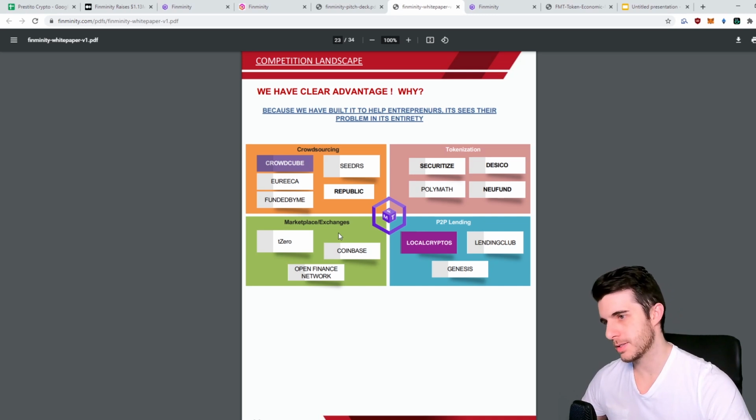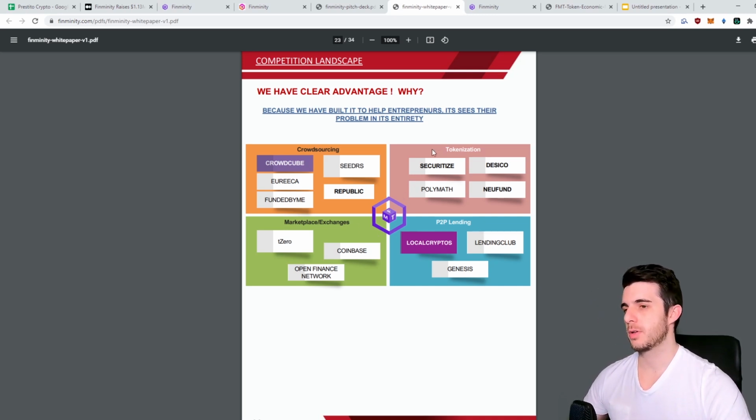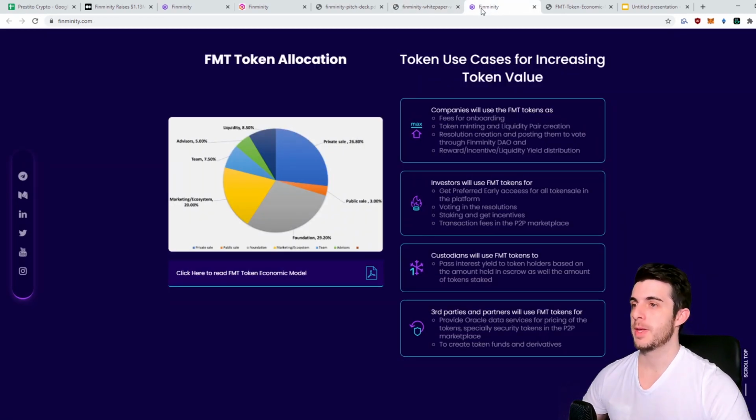Obviously, marketplaces is like Coinbase. So they're kind of a combination of everything. So I find that really bullish, of course. So next up, let's have a look at the token use cases, and as they say, for increasing token value.